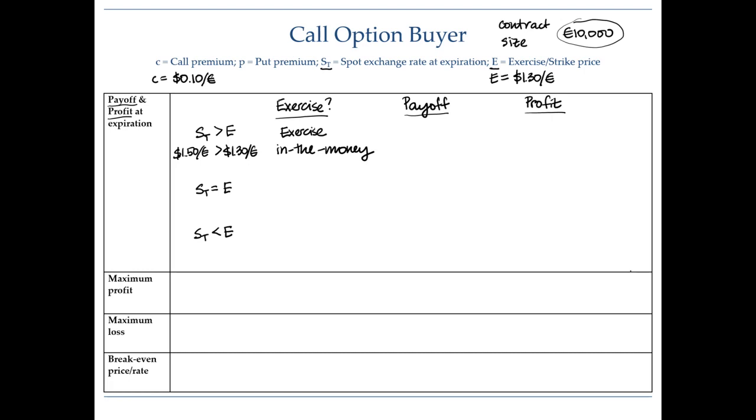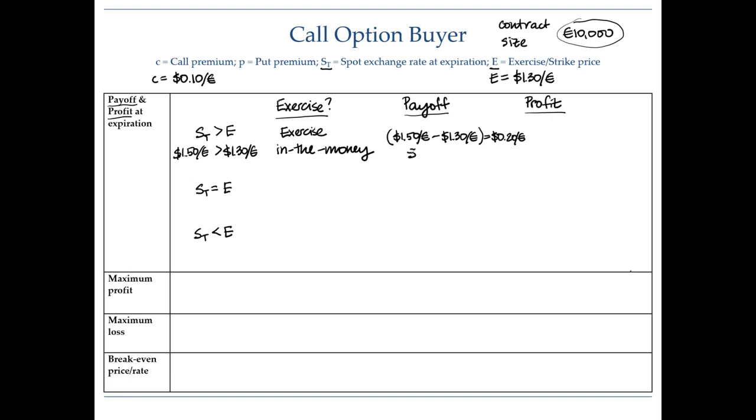And your payoff is going to be the difference between $1.50 and the exercise rate of $1.30. So in other words, you can simply exercise your call option, buy euros for $1.30, turn around and sell them on the spot market for $1.50 and make 20 cents per euro. So this is your payoff.